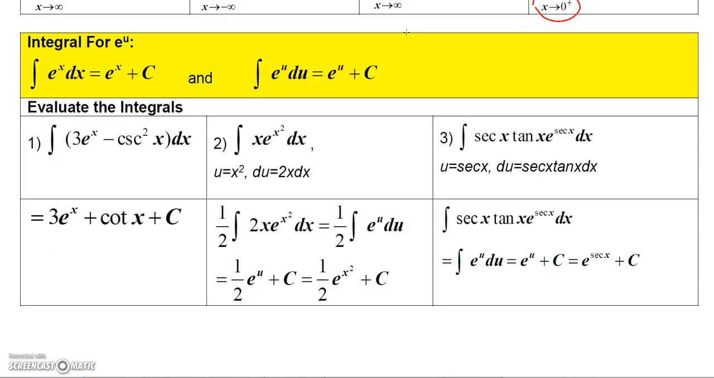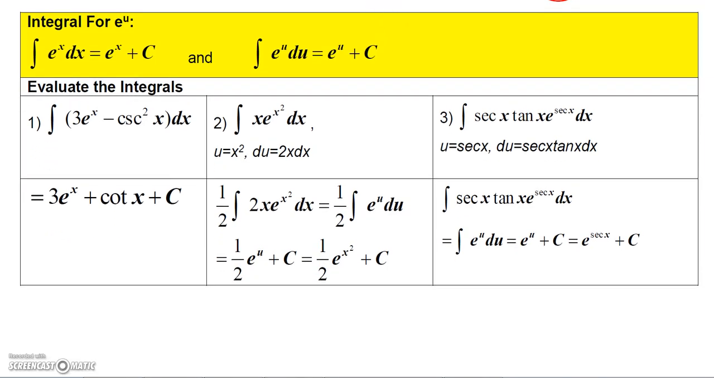Okay, so now we're going to evaluate some integrals. Since the derivative of e to the x is e to the x, then of course if you integrated e to the x, you would just get e to the x plus a constant. And likewise, if you integrated the form e to the u du, you would get e to the u plus a constant. But of course you have to make sure that you've got the proper form to apply that integral. To apply the first formula is pretty simple.